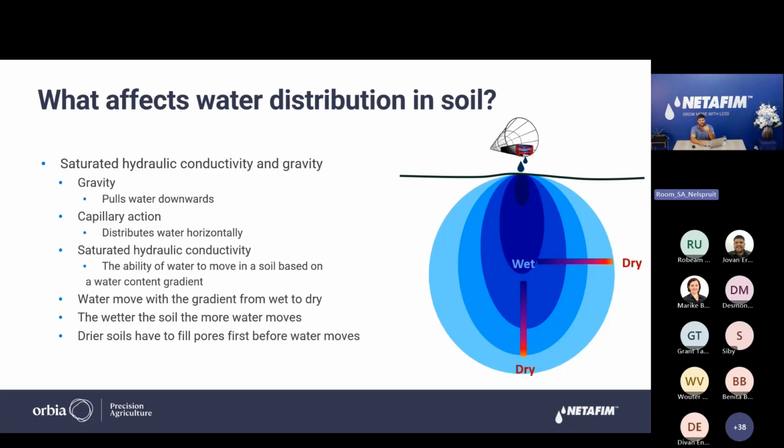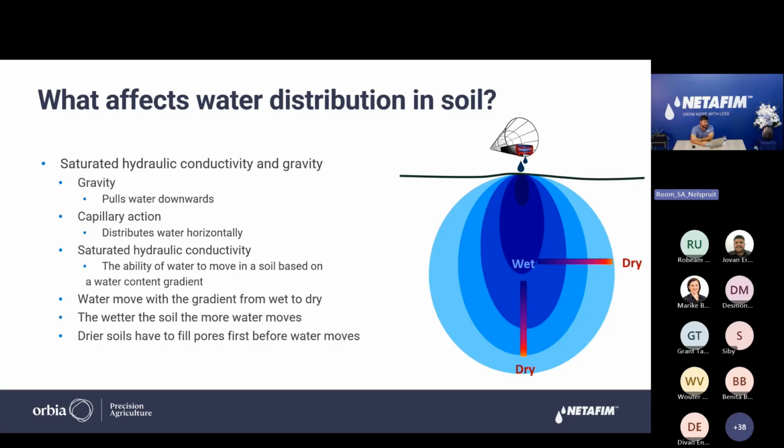So what we're actually looking for is a balance between gravity and capillary action in order to get your water into your soil, but not have it leach past the root zone. That's where we need to find the perfect zone to work in, and that's why dripper spacing and delivery rates become very important.